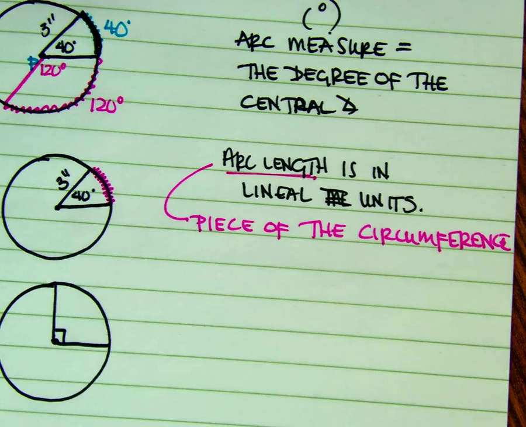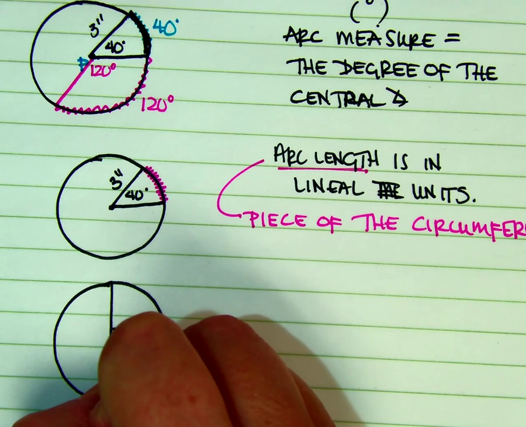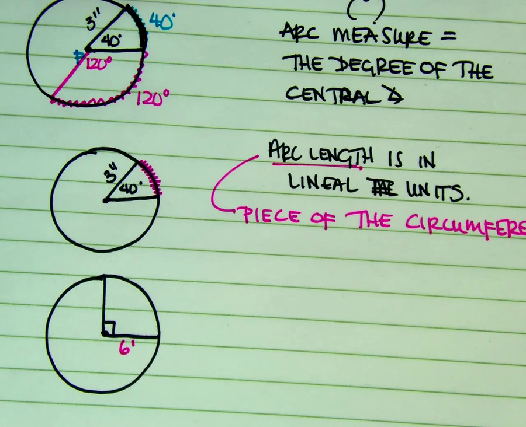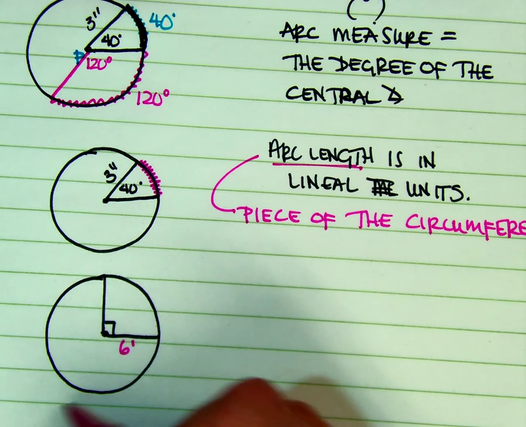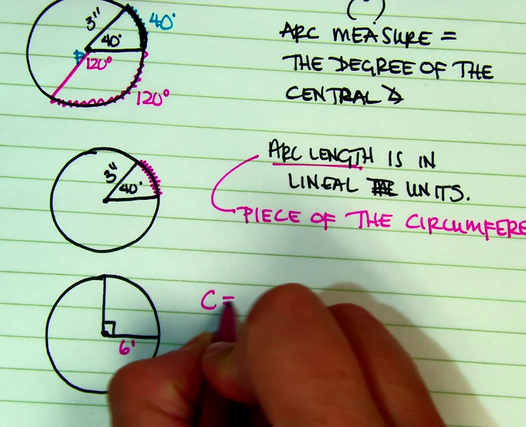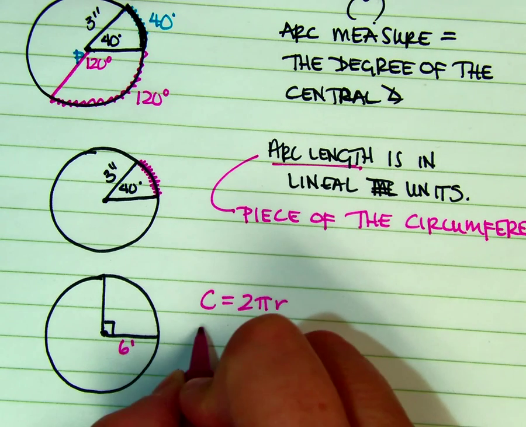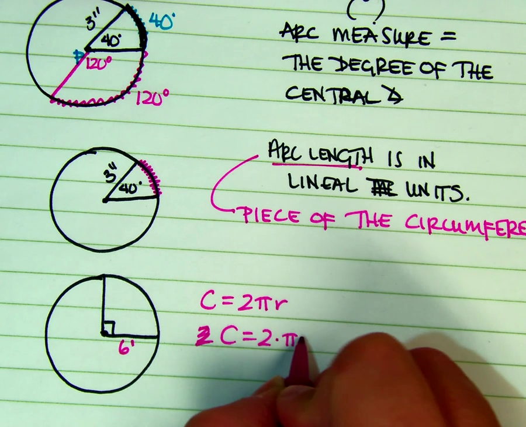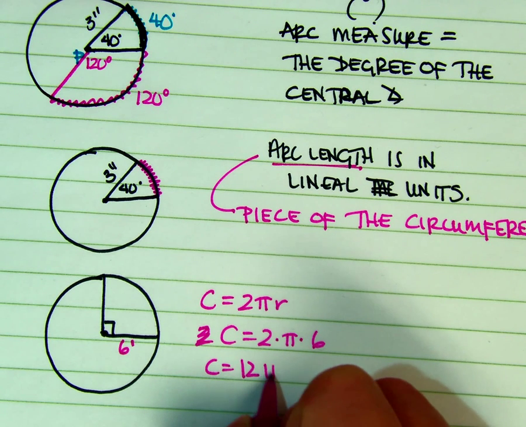So if this is 90 degrees, and this has a radius of 6 feet. So in order for me to find the arc length, I need to find the circumference first, or the total circumference. So circumference equals, I have the radius, so 2 times pi times r. Circumference equals 2 times pi times my 6. Gives me 12 pi.